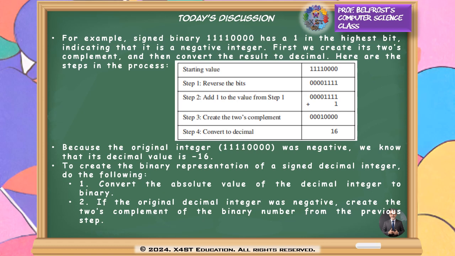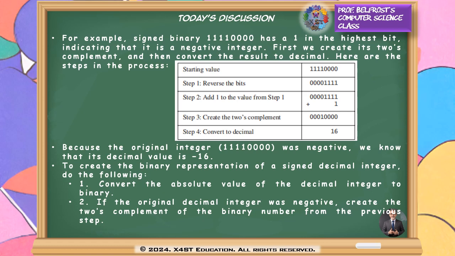For example, say you have the signed binary 11110000, and 1 is the highest bit. So it indicates this is a negative integer. Follow this rule: reverse all the bits, then add 1 to the value from step 1, which also creates the 2's complement. Done. Then convert to decimal. It represents minus 16, because at the first step the sign digit, the highest digit of the signed binary, is 1, so it's negative. I want you to learn this by yourself.